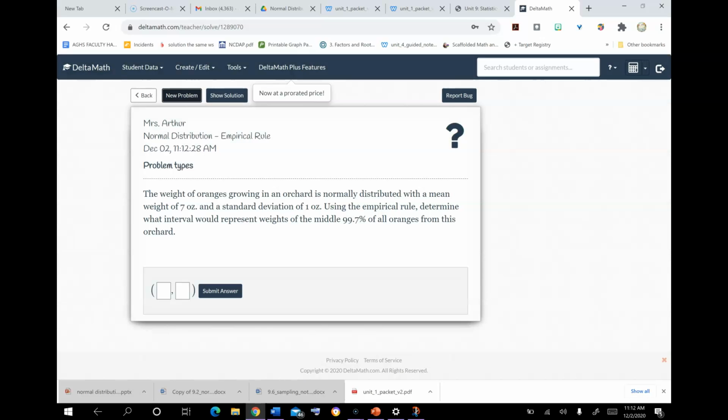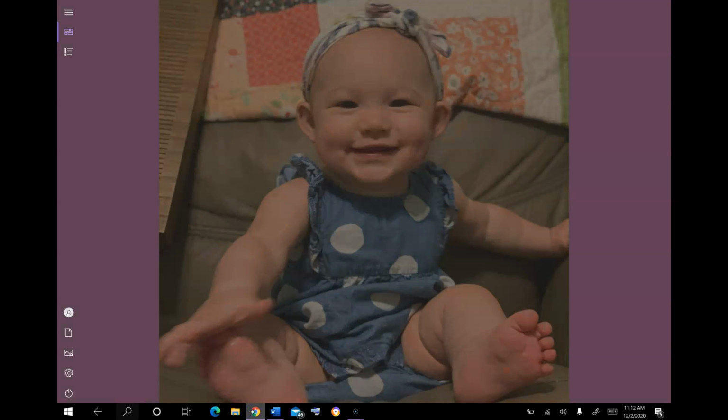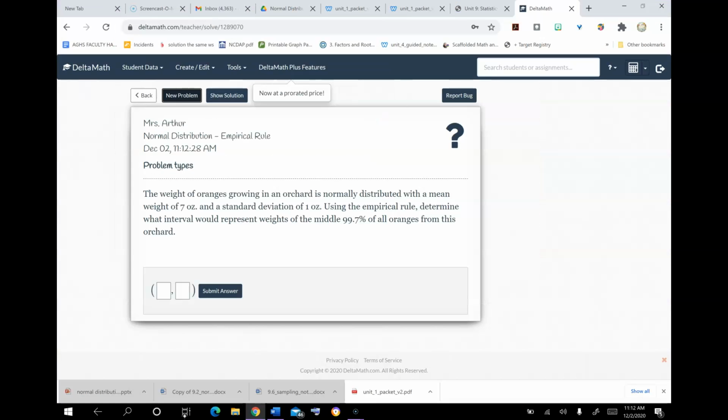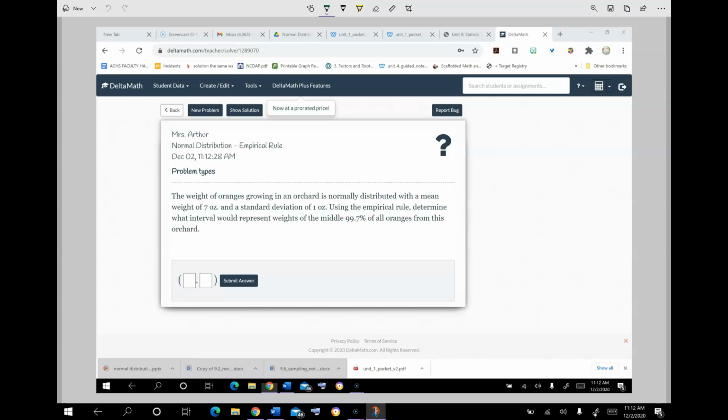All right, one more problem from this. Oh, it wants me to, sorry, all right, go back. All right, so we're going to screenshot this. So this one says, the weight of oranges growing in an orchard is normally distributed with a mean of 7 ounces. So my mean is 7 ounces, and a standard deviation of 1 ounce. Using the empirical rule, it wants 99.7 again. So that's 3 out, okay?